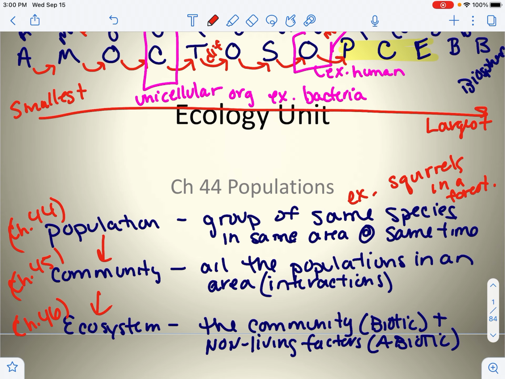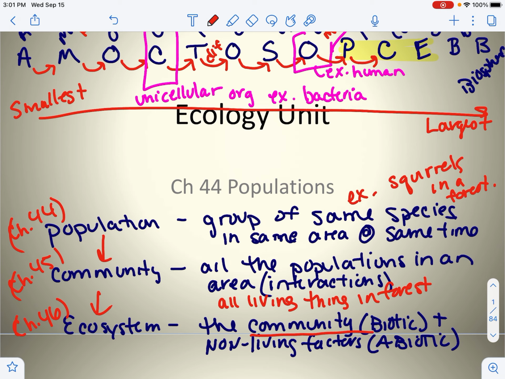A community would be all the populations. Again, we keep building up here. All the populations together give you a community. If I'm studying all the living things in the forest and how they interact, not just the squirrels, but the squirrels and the trees and the bugs and all the kind of interactions they might have, predator-prey interactions, symbioses, like working together, we'll do that in chapter 45.